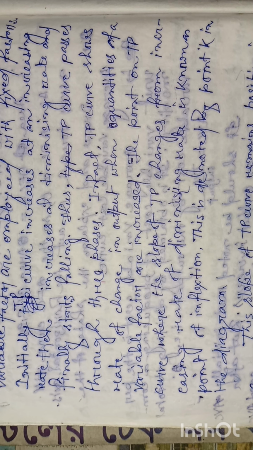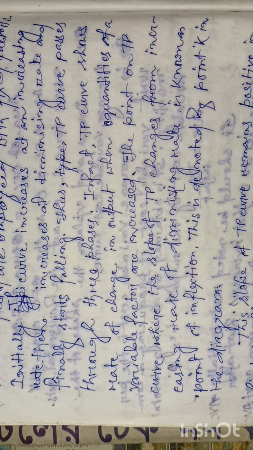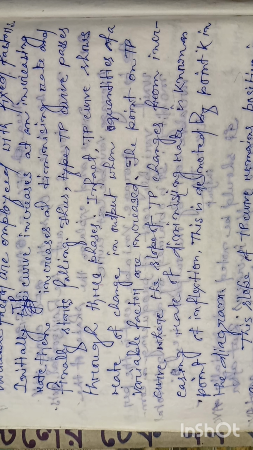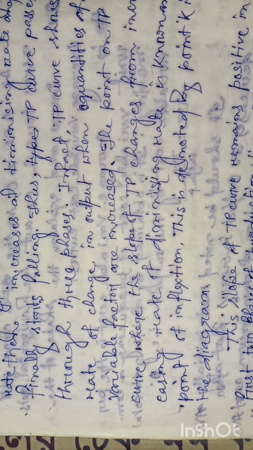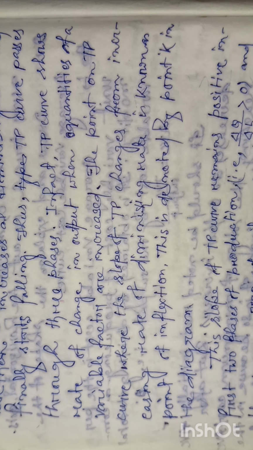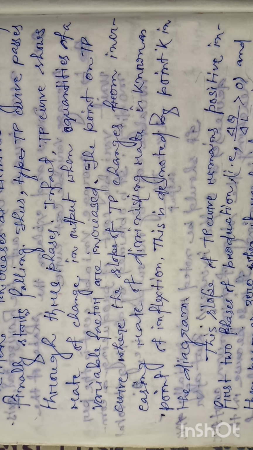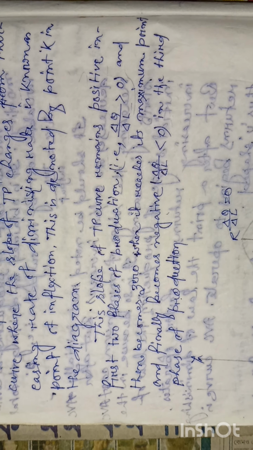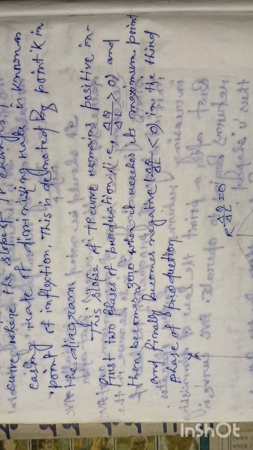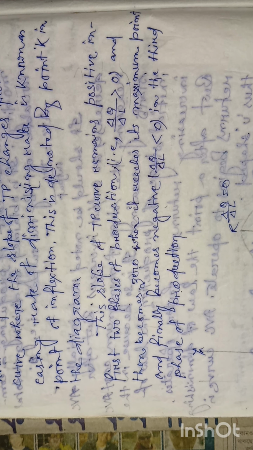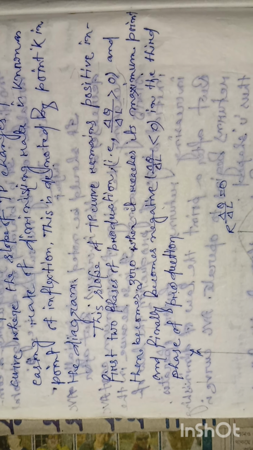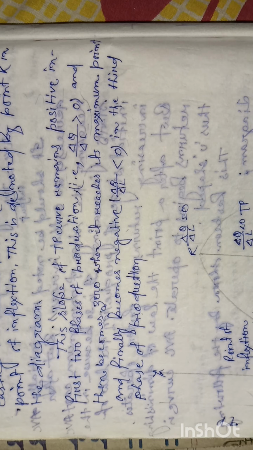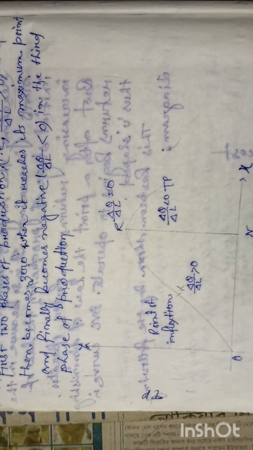The point on the TP curve where the slope of TP changes from an increasing rate to a diminishing rate is known as the point of inflection. This is denoted by point K in the diagram. The slope of the TP curve remains positive in the first two phases of production, then becomes zero when it reaches its maximum point, and finally becomes negative in the third phase of production.